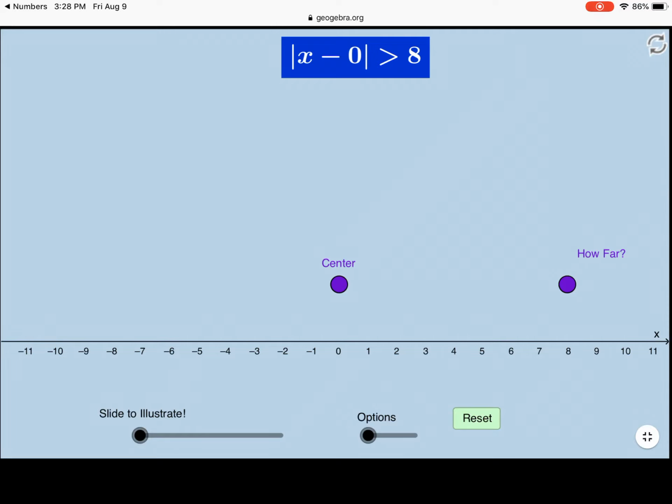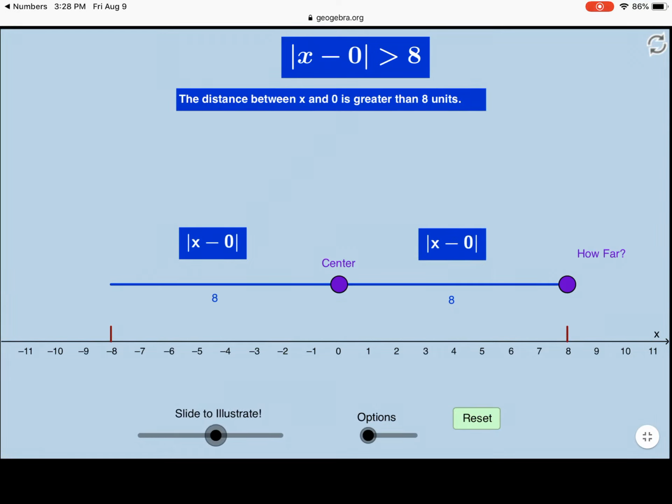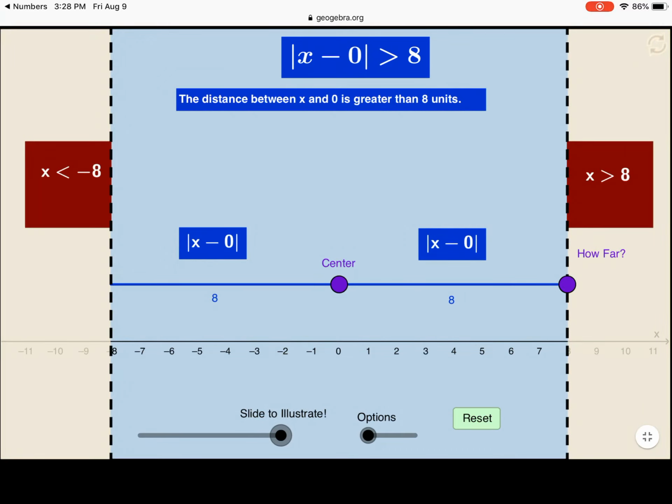All right, here's the illustration. Okay, so any number between -8 and +8 is less than 8 units from 0, but we want greater than 8 units from 0. So that would be all the numbers smaller than -8 or the numbers larger than 8. We have a compound or inequality here.